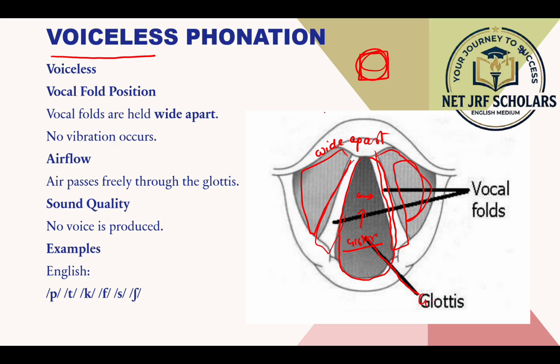When there is enough space to escape, there is no friction developed because the air comes out very easily, so there is no need to vibrate. There is enough space for the air to escape, so the folds do not vibrate. As a result, there is no vibration and the air passes freely through the glottis, so no voice is produced. It means voiceless. In English, sounds such as p, t, k, f, s, sh.